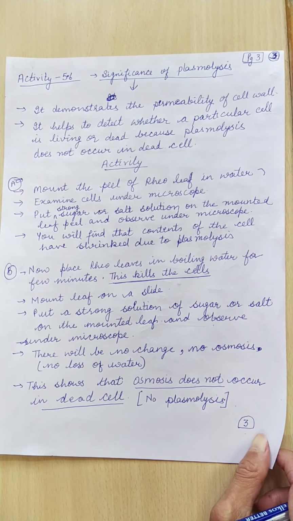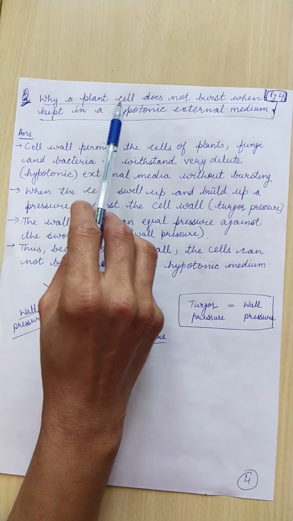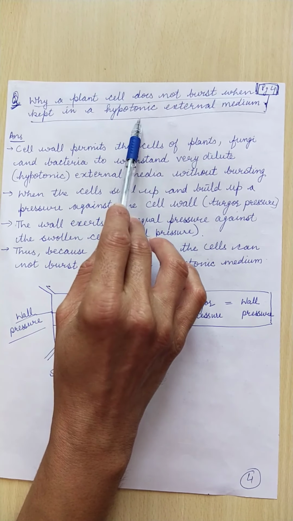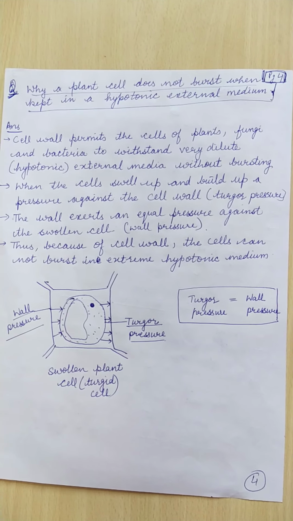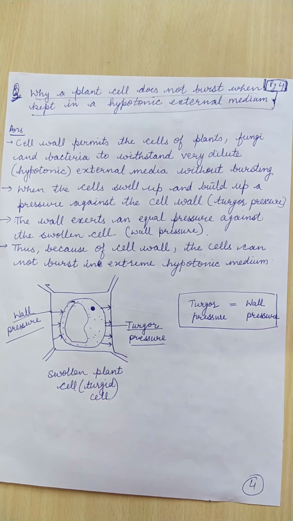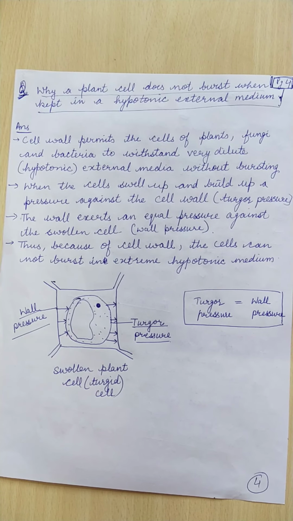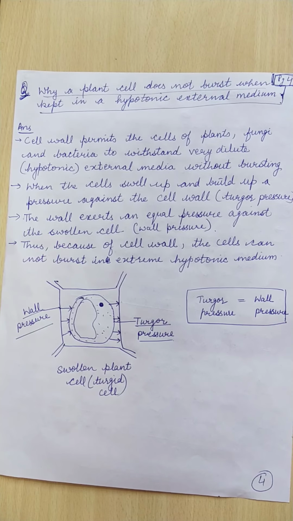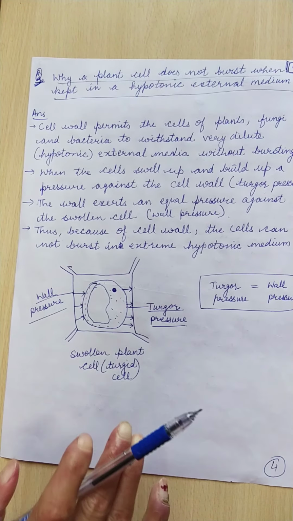Now one most important question which comes to our mind is, why does a plant cell not burst when kept in a hypotonic external medium? When we have kept a plant cell even in pure water or in any dilute solution, why doesn't it burst? In the functions of the cell wall, I told you that the cell wall helps the cell to withstand a dilute external medium. Here comes the reason.